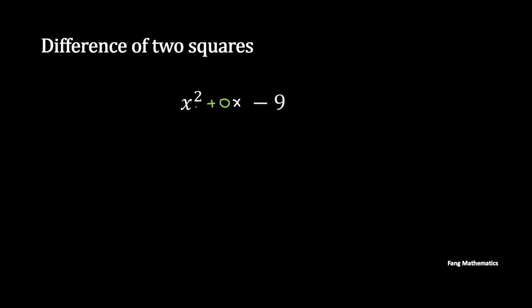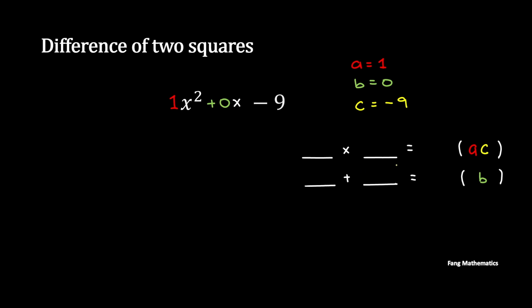And now let's apply the box method. We are to find a, b, and c. A is 1, B is 0, and C is minus 9. We are to create a box. Refer to the box. Two numbers multiplied together should give you A times C. 1 times minus 9 ultimately gets you minus 9.